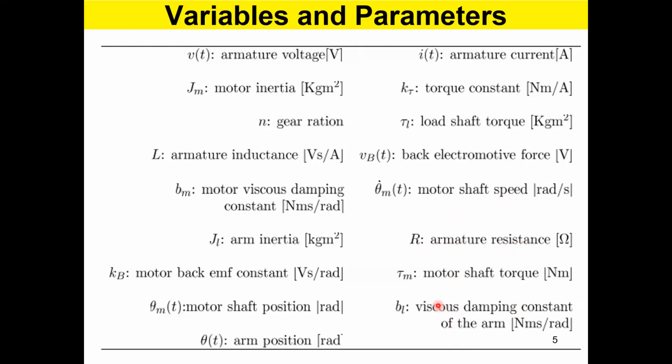R, armature resistance, motor shaft torque, viscous damping constant of the arm. So now when you look at the moving parts here, they have friction, which is damping basically. So the motor has some friction, and the load also has some friction. The load is after the gear, so the load is moving slowly while the motor is moving fast. Because of the gear, some of this inertia does not transfer to the motor side in the same scale. We're going to look at that. There's a scale adjustment every time you go past a gear.